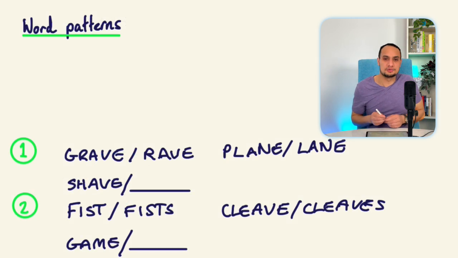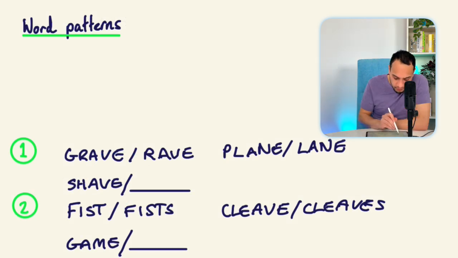Let's go on to some examples I've written out. We've got grave and then rave. Grave and rave.